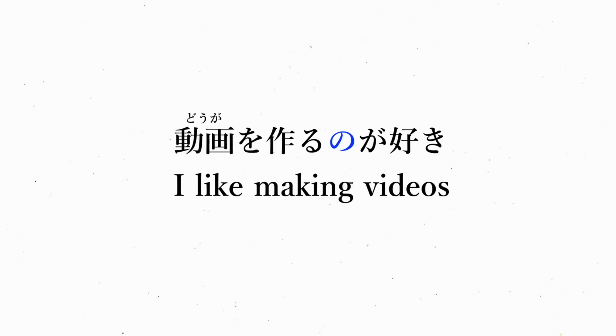No is prominently used as a nominalizer, which essentially turns things into nouns grammatically. If I want to say, I like making videos, I could say, 動画を作るのが好き. The final use of no is at the end of a sentence when you're turning it into a question, sort of similar to ka. But no has a more informal, softer tone. If I'm speaking to a friend, I would say no. I wouldn't really say ka.